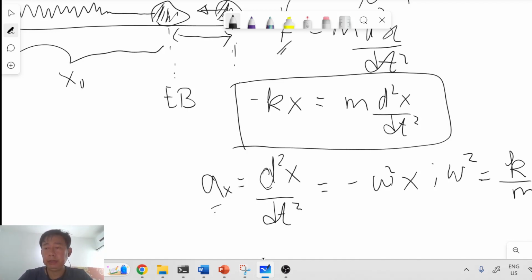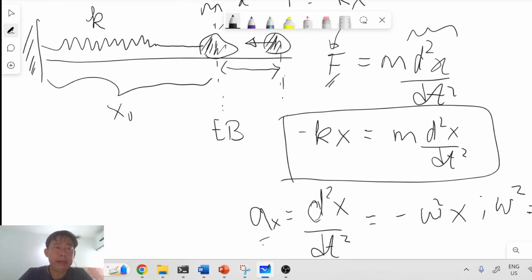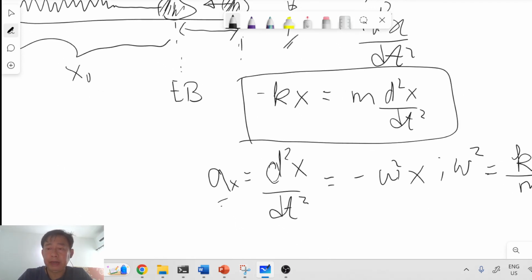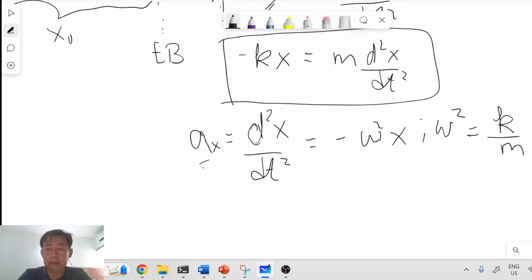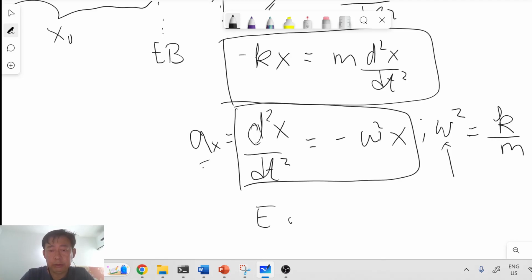Okay, so here k and m are both positive, therefore omega square is a positive number. Given a system with a fixed mass and spring constant k, omega is constant. Here omega is known as the angular frequency of the simple harmonic system. So this is the equation of motion for the spring mass system.